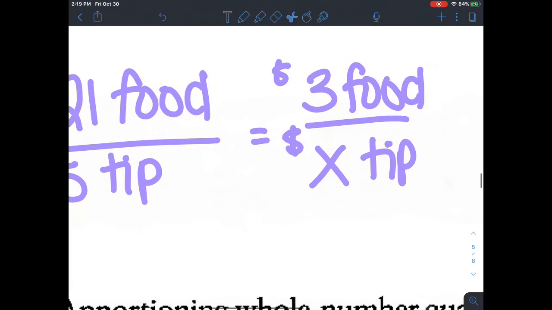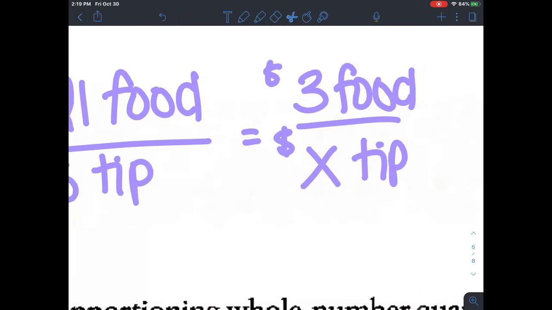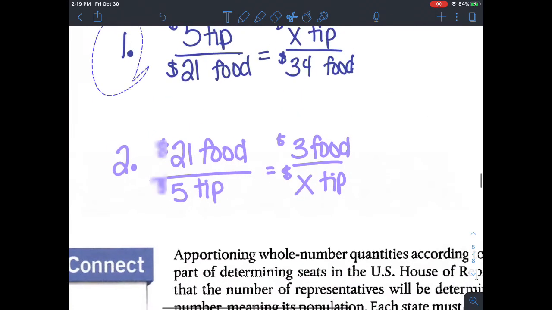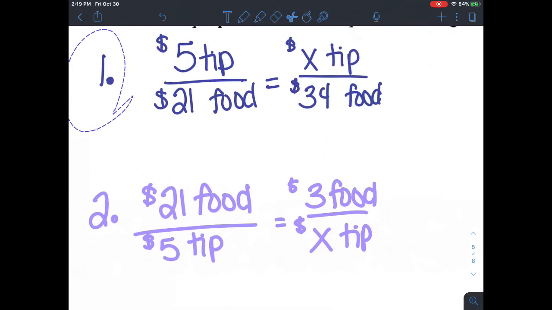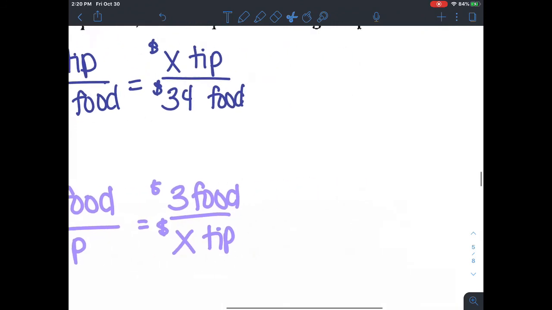If I did that, I would have to do the same thing for the other side. I'd also have to flip, and that's a typo. That should actually say $34 worth of food, not $3. If you solved that, you'd get something totally different. Okay, so notice, same deal here. I just flipped the fractions. Food on top, tips on bottom, tips on top, food on bottom.